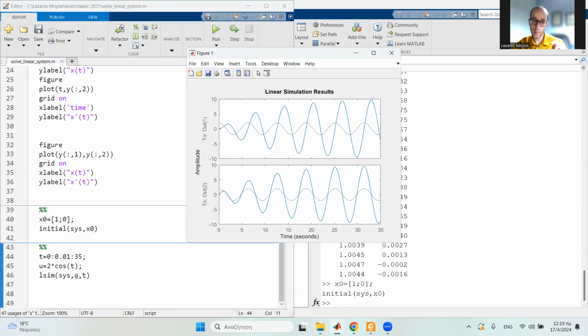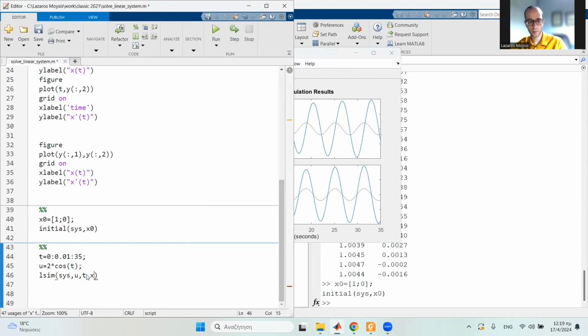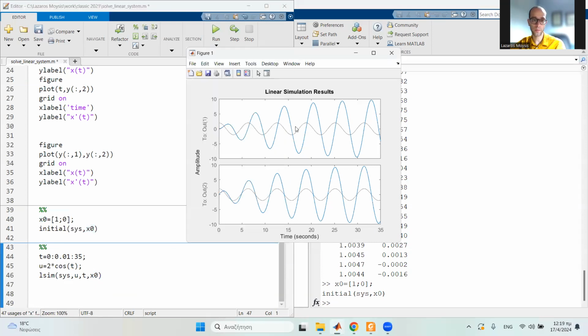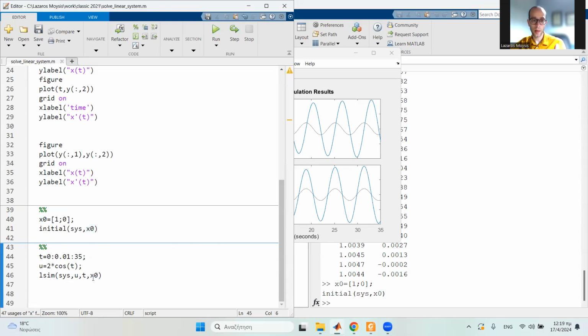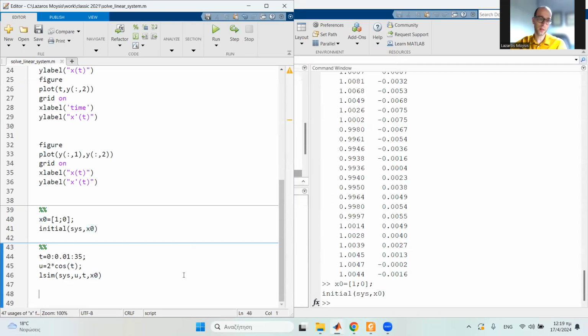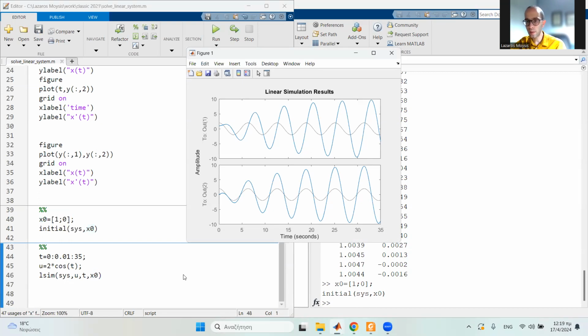And actually this command also has a variation, and I can tell it to consider the response under this given input and also this initial condition that I defined earlier. So I can get the complete response under non-zero initial conditions and any input that I like. The complete response or the whole response if you like. And again, I get the simulation results as I want them. Okay, lsim, by the way, comes from linear simulation, right?